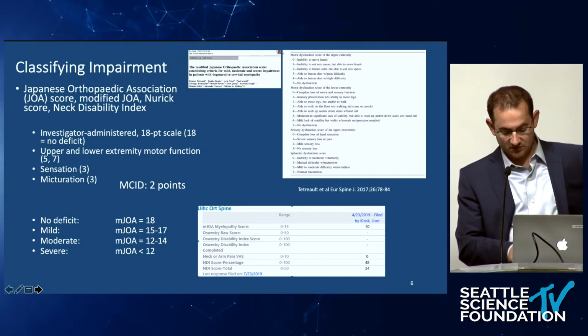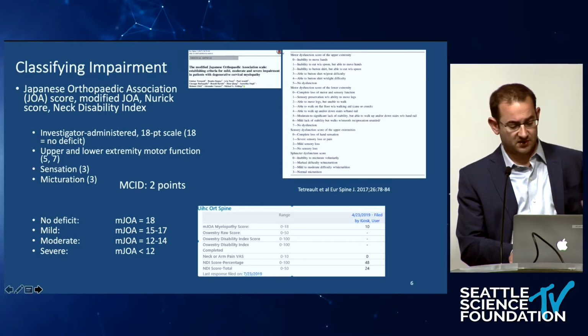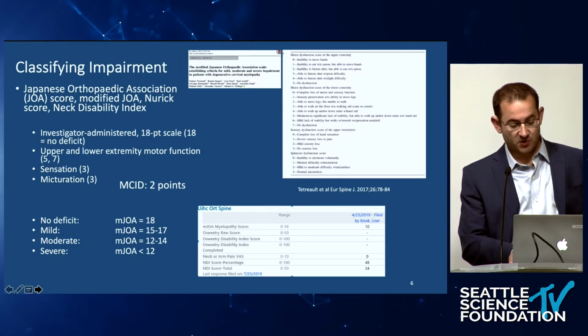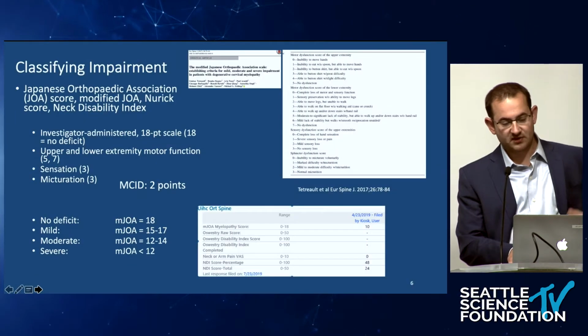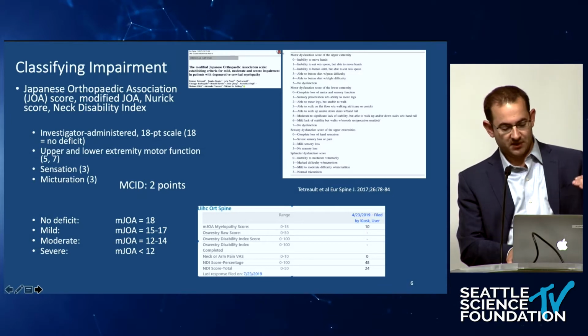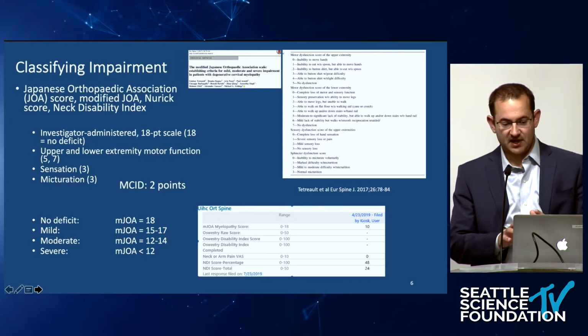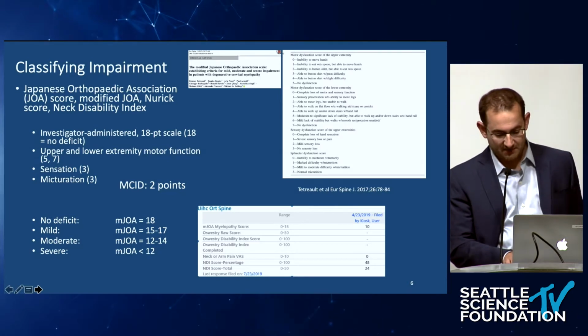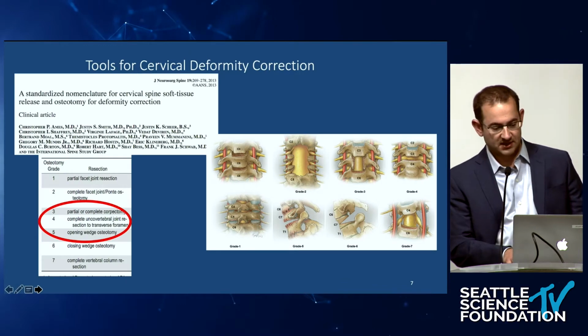And obviously you can read some of the details of what the score entails, but it's more or less upper and lower extremity motor function, sensation, and micturition. What's nice is that this is an internationally validated way that we can give descriptors such as mild, moderate, and severe, and then compare patients with myelopathy, because many of the patients with cervical deformity have myelopathy, and that has its own role in treatment.